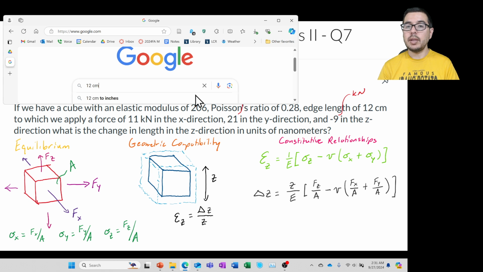Okay, and we're going to divide that. Maybe I'll put these in parentheses just to be extra clear. Divide that by the elastic modulus, which is 206 gigapascals. Then we're going to multiply, and we have some more parentheses we are going to employ.